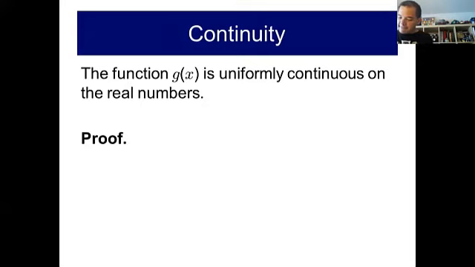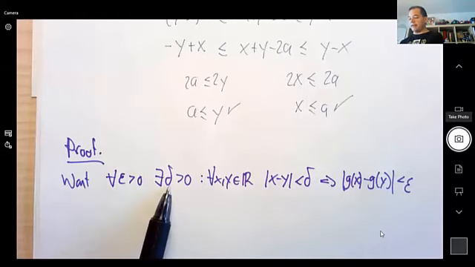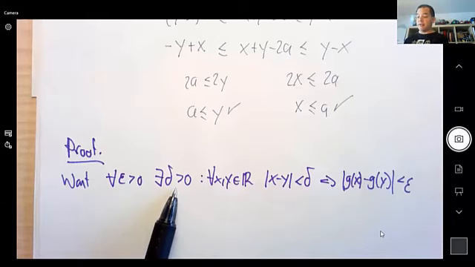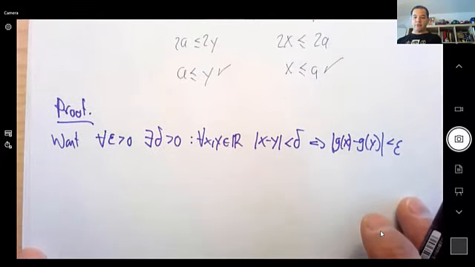Proof. So I'm going to write here what we want. We want for every epsilon, there is some delta, such that for every x and y, if |x minus y| is less than delta, then |g of x minus g of y| is less than epsilon. Okay? That is what we want. So someone gives me an epsilon and I come up with a delta. That delta is going to work for any pair of numbers. And if those two numbers are close, then the g function values will be closer than epsilon. That's what we're going to do, right?